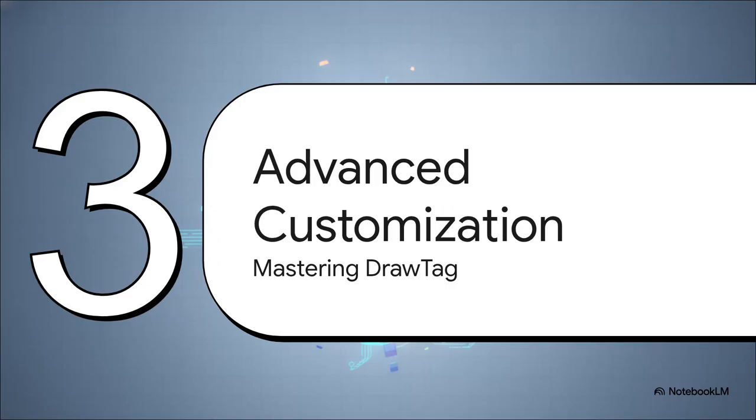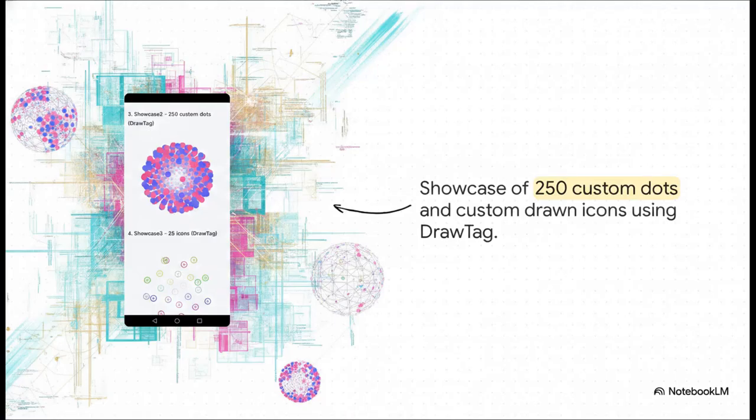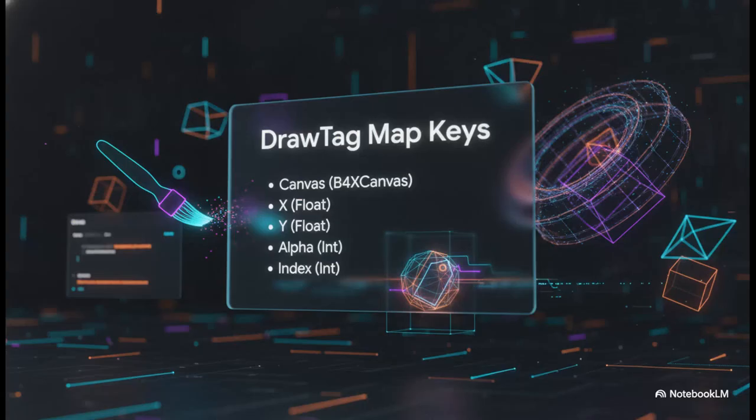All right, moving into our final section, advanced customization and mastering the draw tag event. Notice how complex these structures are? They aren't just standard text or basic images. These spheres, like the dense cluster of 250 colored dots or those intricate circular ring icons, they're generated entirely frame by frame via code. The component is basically handing you the paintbrush. So how does that work? It's all in the draw tag event.